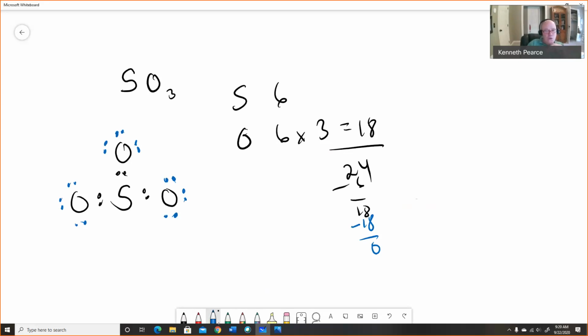Sulfur needs 2 more, so we'll go ahead and slide this lone pair over here. We're going to slide this over. It doesn't matter which one we pick. It just needs to go in to make sulfur happy. And so we've moved it on in. And so now everybody has an octet. And the structure would be double bonded oxygen with 2 single bonded oxygens. Once again, they do have electrons on them.